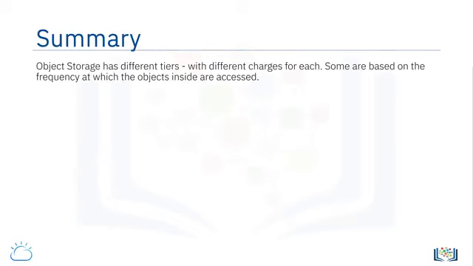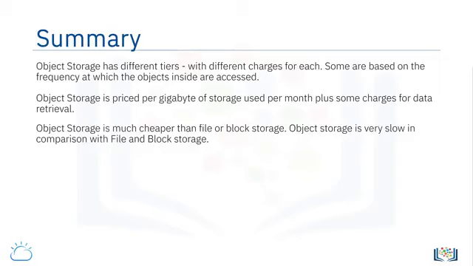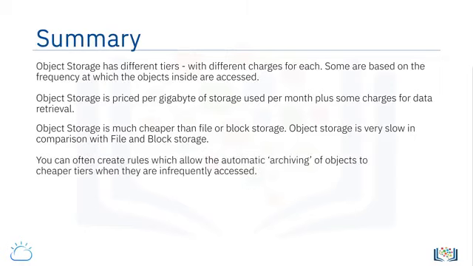So, to summarize what we have learned in this lesson, object storage has different tiers, with different charges for each. Some are based on the frequency at which the objects inside are accessed. Object storage is priced per gigabyte of storage used per month, plus some charges for data retrieval. Object storage is much cheaper than file or block storage, but very slow in comparison. You can often create rules which allow the automatic archiving of objects to cheaper tiers when they are infrequently accessed.